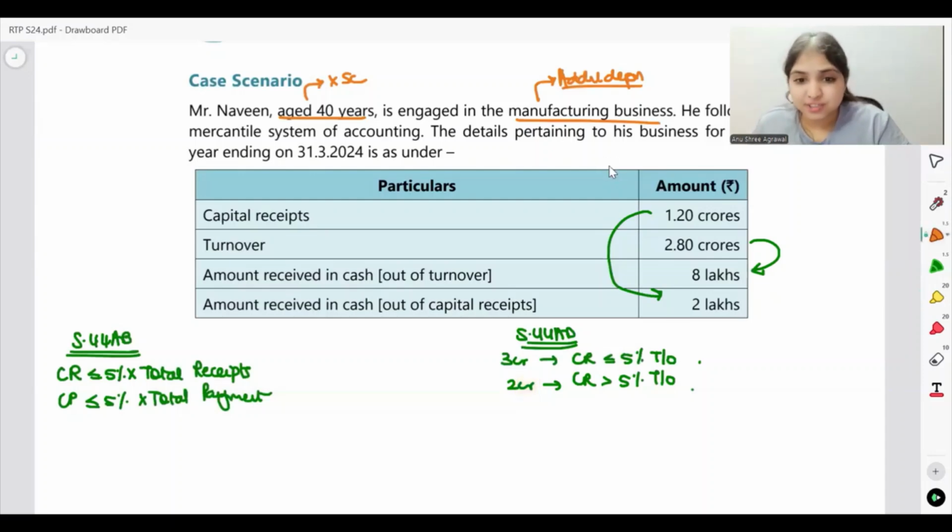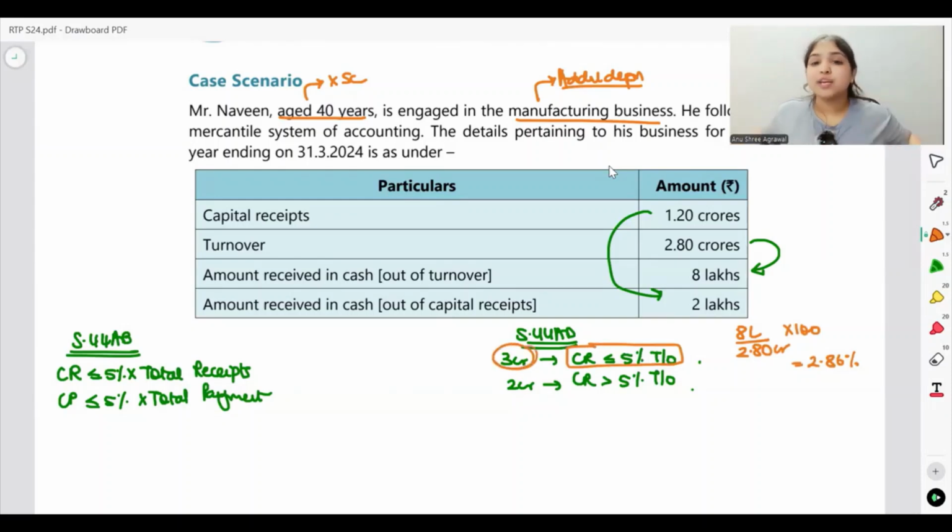See, what are the cash receipts? The cash receipts over here are 8 lakhs. Okay. And what's the turnover? The turnover is 2.80 crore. So this is going to be what percentage? This is going to be only 2.86%. So cash receipt is within 5% of the turnover. So what's the limit applicable under 44AD for the assessee? 3 crore limit is applicable.